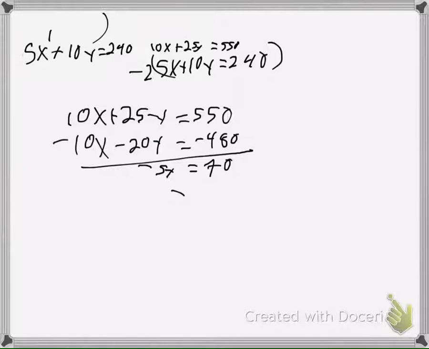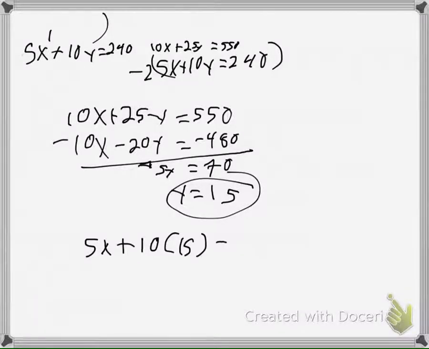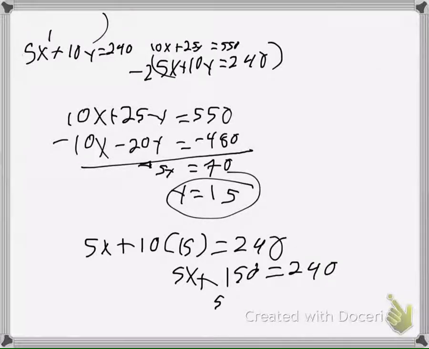equals 70. Divide both sides by 5, and I get y equals 14. So now I know that Carla has 14 dimes and Darren has 14 quarters. I'm going to plug that into 5x plus 10y equals 240. So I get 5x plus 140 equals 240. Subtract 140 from both sides, I get 5x equals 100, or x equals 20.